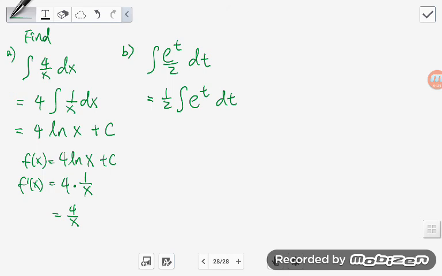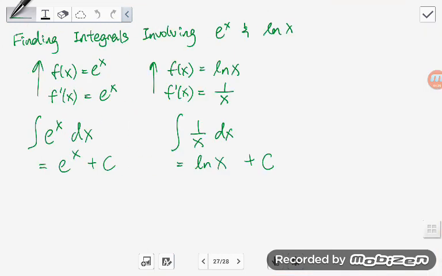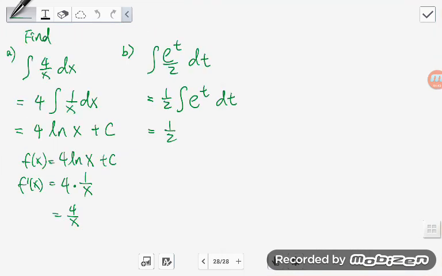Again, we need to think about what do I differentiate that will give me e to the power of t. We also talked about this. The answer would be itself, because when I differentiate exponential functions, I'll get itself. So half of e^t plus c. That will be my final answer.